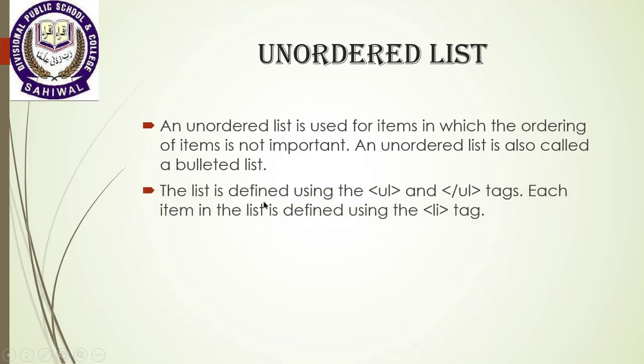The list is defined using the UL and /UL tags. Student, this is the starting tag of an unordered list, and when we put slash here, then this is the closing tag of an unordered list. Each item in the list is defined using the li tag. This is the list item tag.